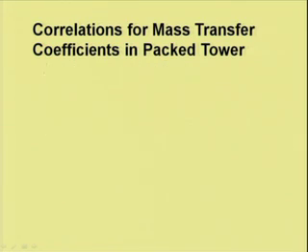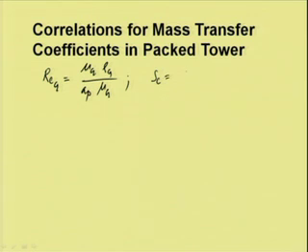Re g is equal to G dash by Ap mu g. Schmidt number is equal to mu g by rho g into Dg.